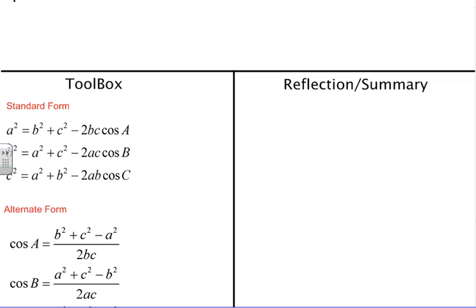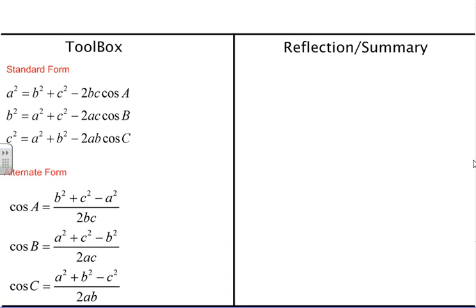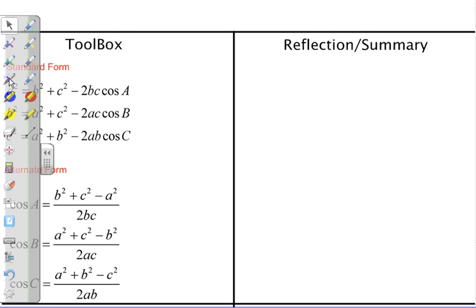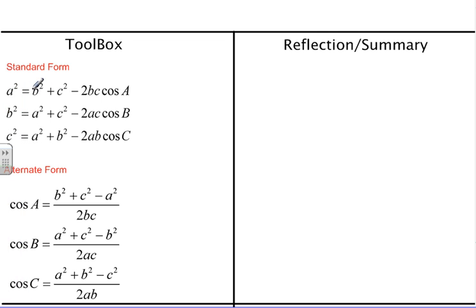Okay, so in your toolbox, I want you to put the law of cosines in here, and we're going to do it in two different forms. The first form is what we call standard form, and you can see that in standard form, one of the sides has been isolated. So we have a squared is equal to b squared plus c squared minus 2bc times the cosine of A.